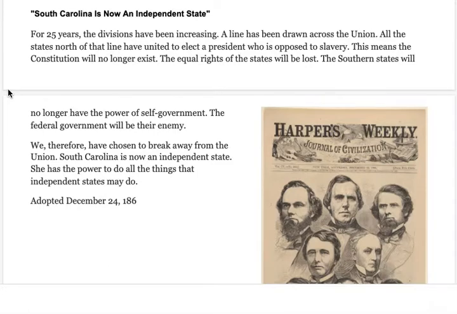This means the Constitution will no longer exist. The rights of the states will be lost. The southern states will no longer have the power of self-government. The federal government will be their enemy. We, therefore, have chosen to break away from the Union. South Carolina is now an independent state. She has the power to do all the things that independent states may do. Adopted December 24th, 1860. All right.